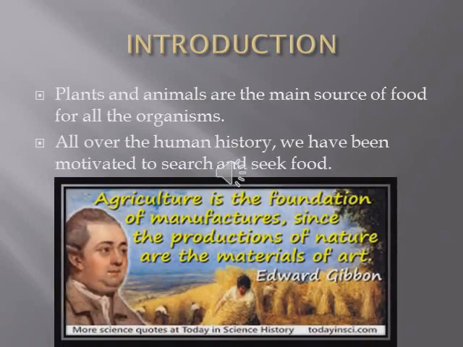Introduction. Green plants make their own food using a process called photosynthesis. Animals and humans cannot make their own food. Thus, humans and animals directly or indirectly depend on plants. The history of agriculture began thousands of years ago. Agriculture is the science and art of cultivating plants and livestock.